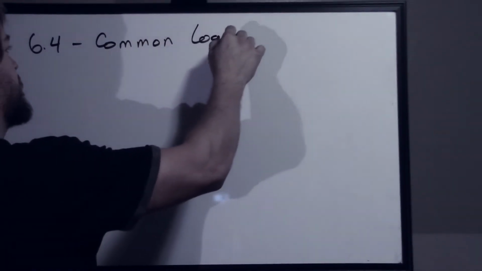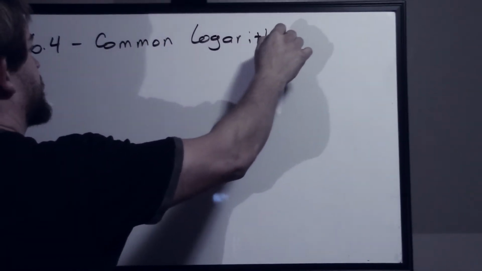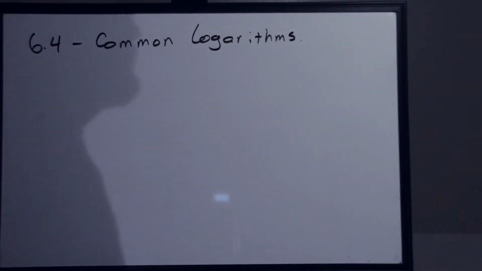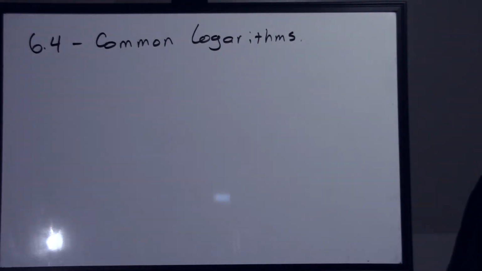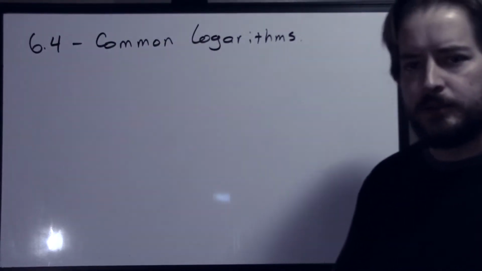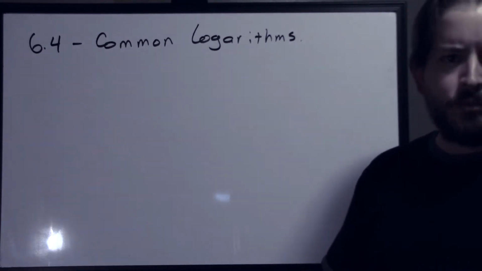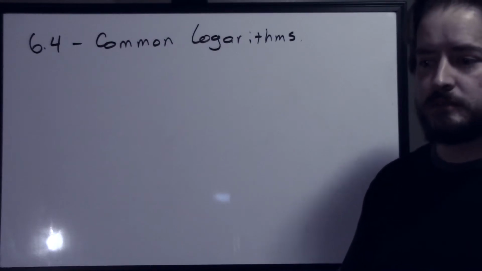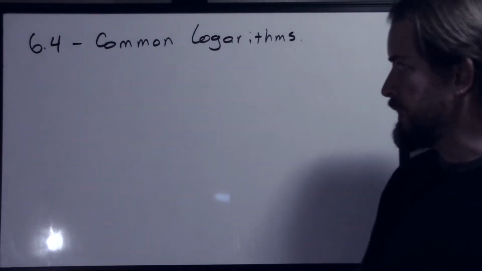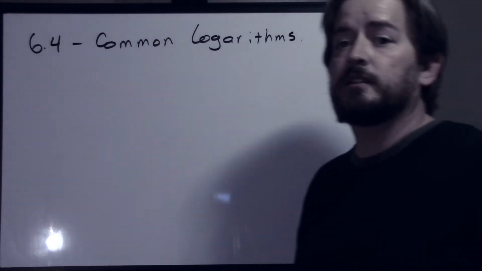Alright, welcome back. We are in section 6.4, and 6.4 is on common logarithms. Quite often when you deal with logarithms, you'll deal with the base 10 log. You'll see that all over the place, and it's primarily because we deal in a base 10 number system, so 10 pops up everywhere. So the common log is basically just a log base 10.